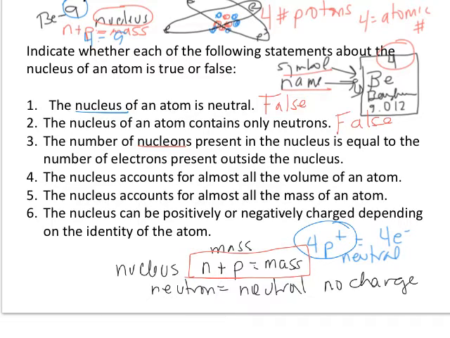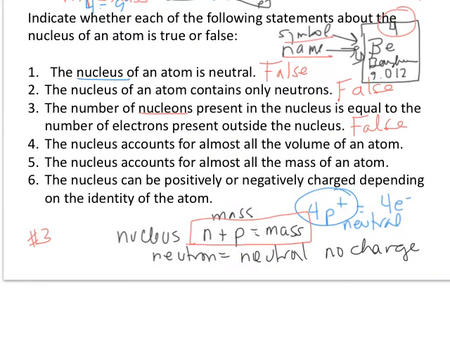The number of nucleons present in the nucleus is equal to the number of electrons present outside the nucleus. This is false, okay? Because that would be only if it's neutral. So number 3 would be, only if it's a neutral atom would protons equal electrons.